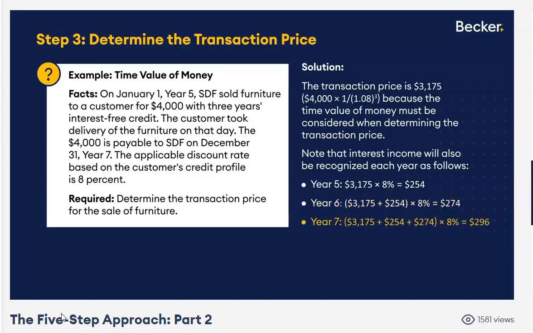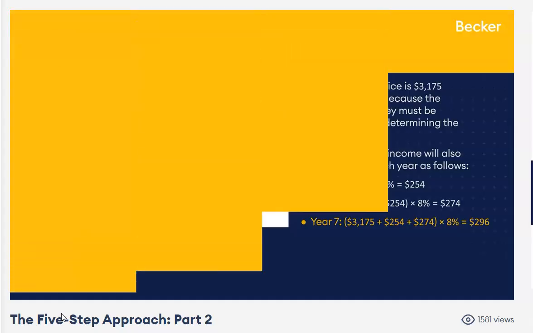And then the third year, we do a debit to the receivable for $296 and credit interest income for that same amount. Now, the receivable has gone from $3,175 all the way up to $4,000. If you add up those three numbers, that is the $825 of imputed interest. That's recognized as interest, not as sales revenue.